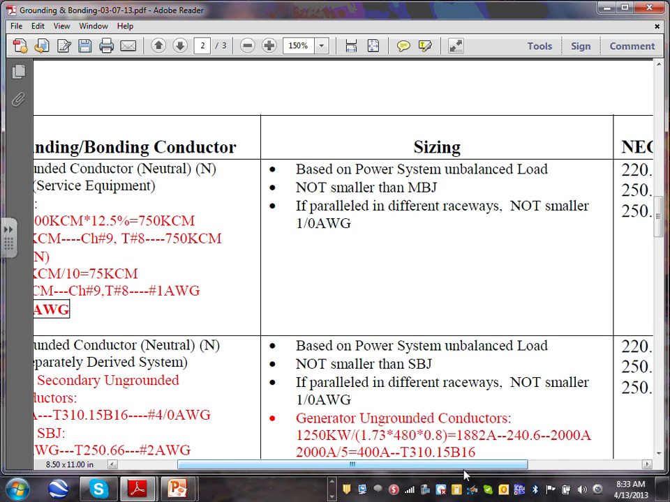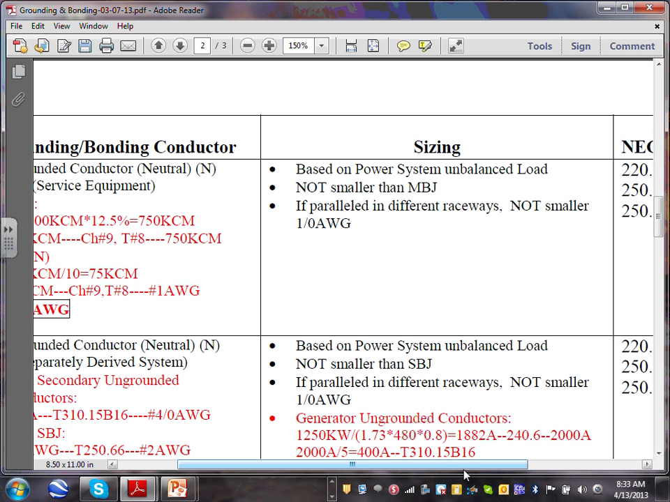So what exists when you size a neutral based on unbalanced load? Lighting system, because it's running at 277 or 120. Receptacles, because they're running at 120, right? Anything that has a neutral on it will count when you size the neutral.